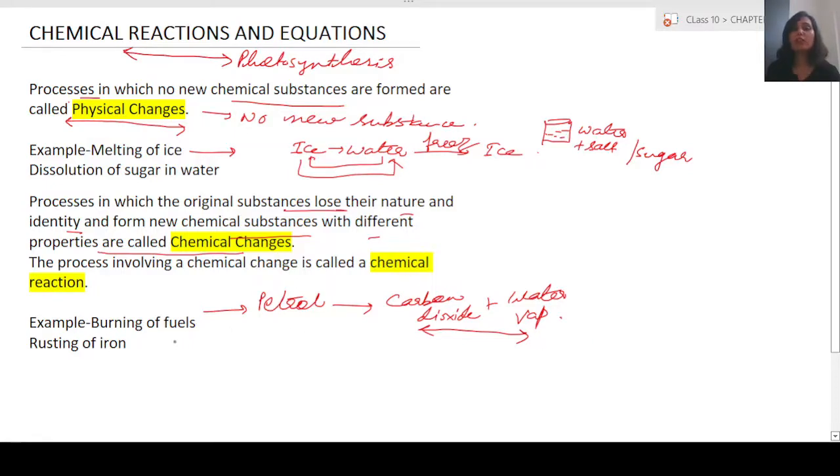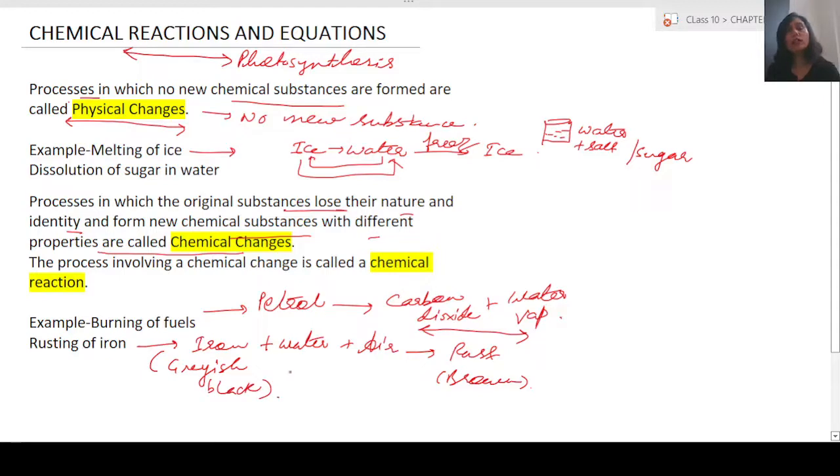Similarly, if you see rusting of iron. Now iron is grayish black in color. It reacts with water and air, or sometimes we say moist air, and it forms rust. Rust is a brown powdery substance, and iron is a grayish black substance, right? So here also you are seeing that rust is entirely different from iron. So here also something new is formed. So this is a chemical change.